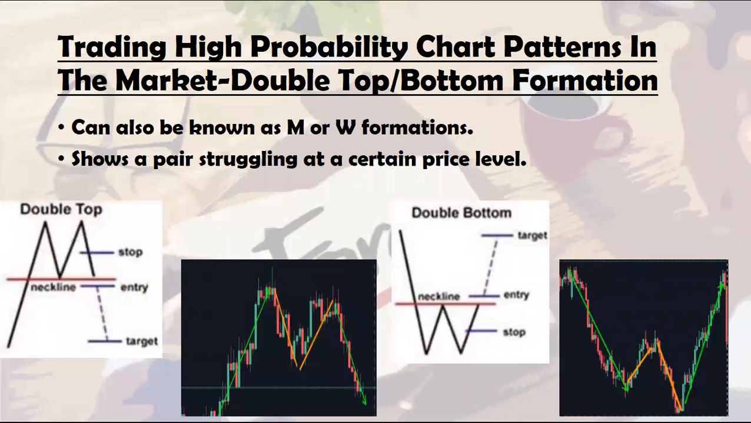Now, let's talk about double top and bottom formations. They're also known as M or W formations. What they usually do is show a pair struggling at a certain price level. So let's talk about the double top.